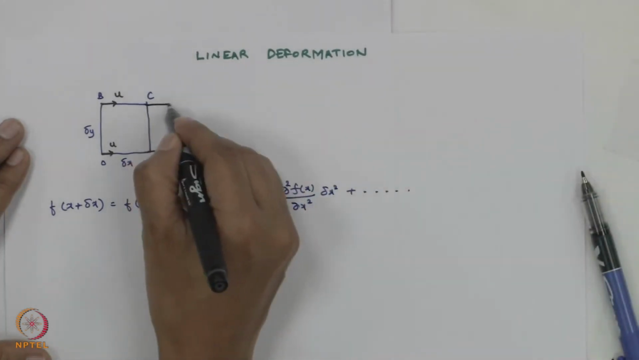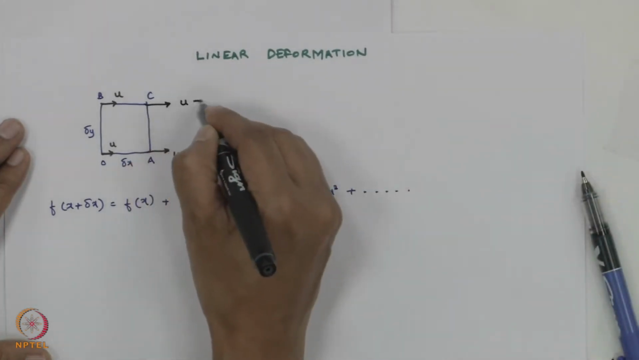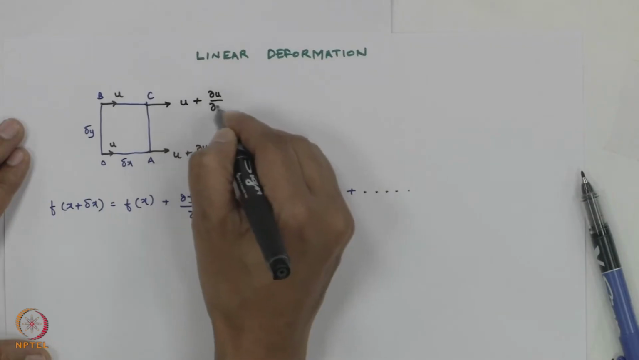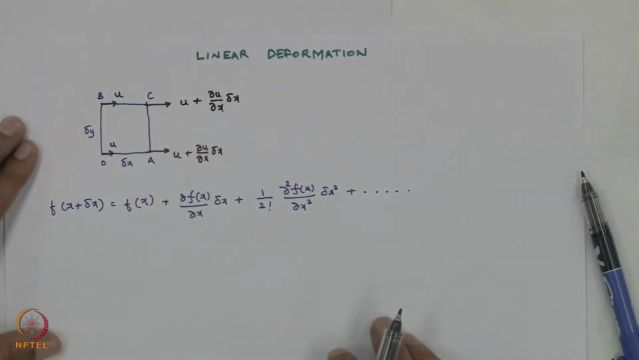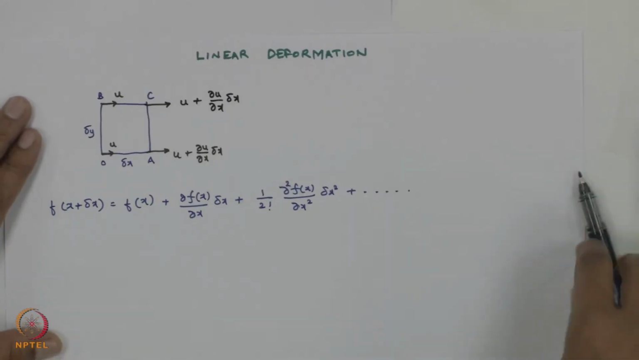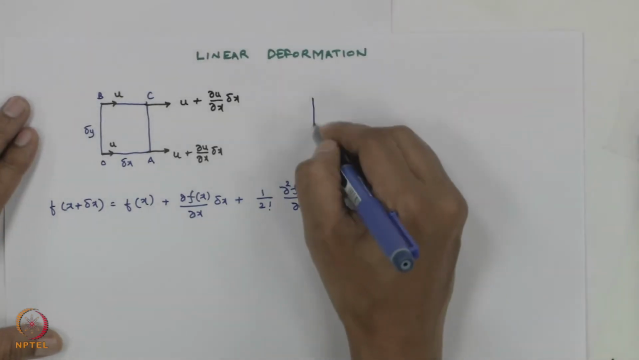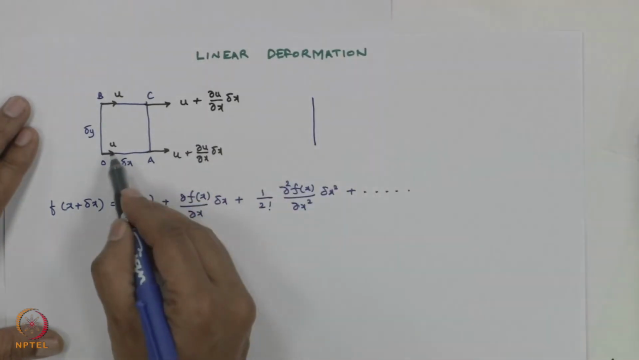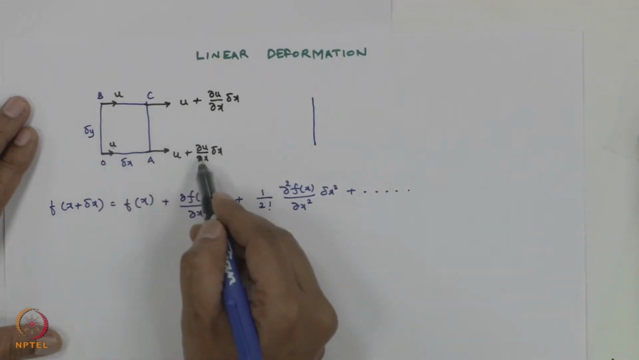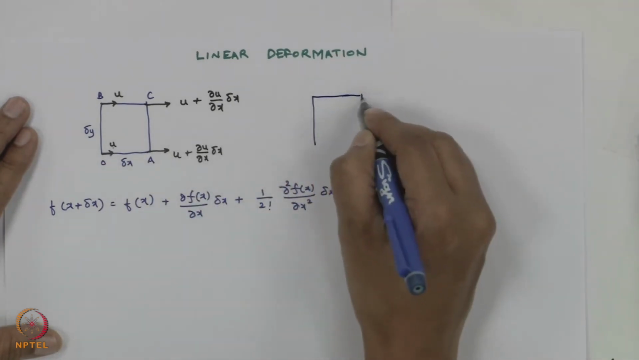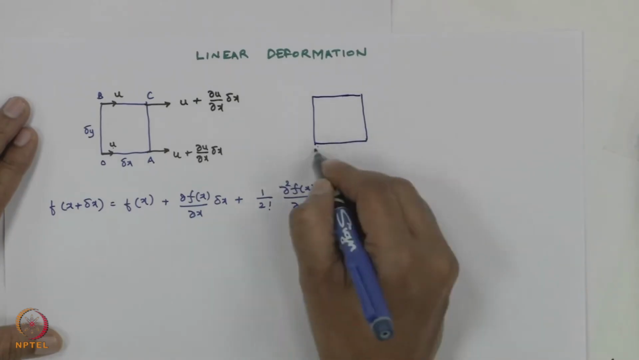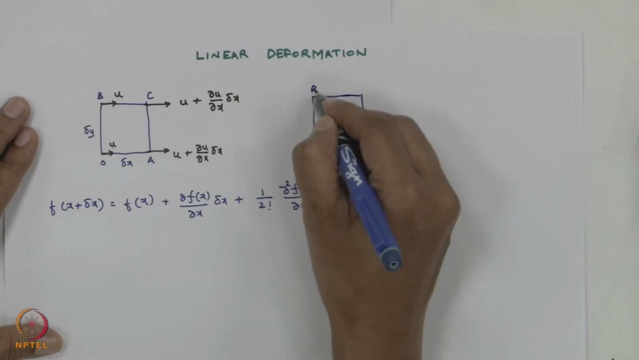Similarly, here the velocity would be u plus del u by del x delta x. So what will happen because of this velocity gradient? There is a velocity u here and here it is higher by del u by del x delta x. So what will happen to my fluid particle O, A, B, C?